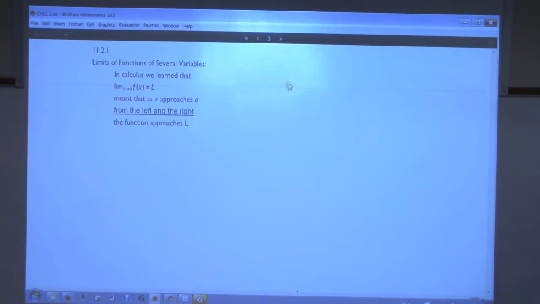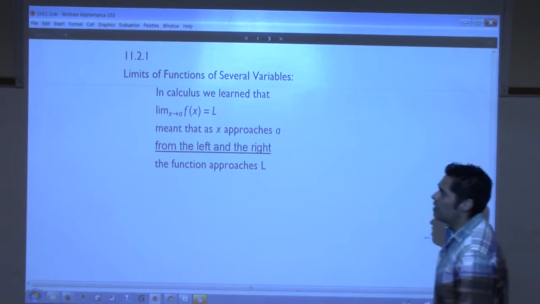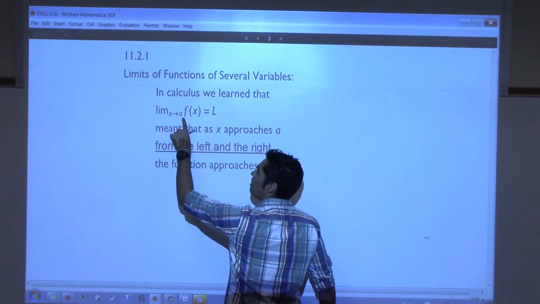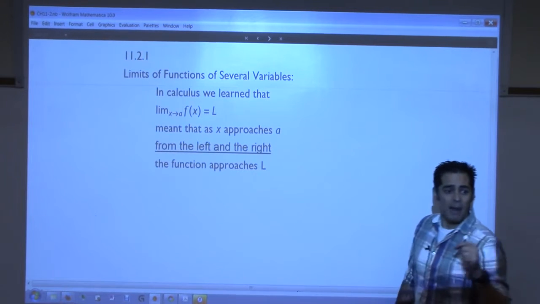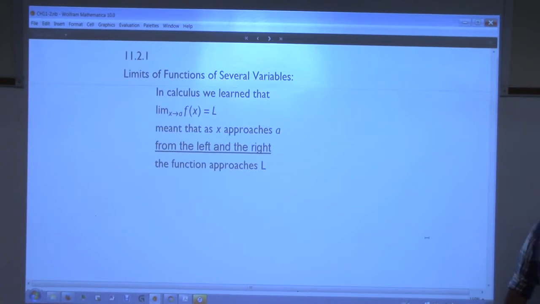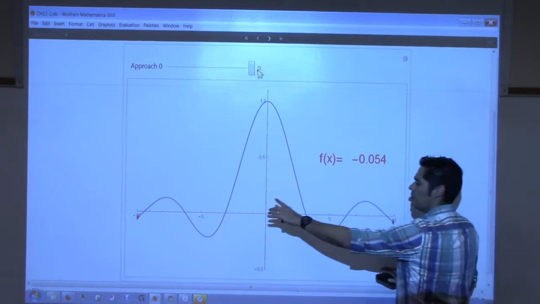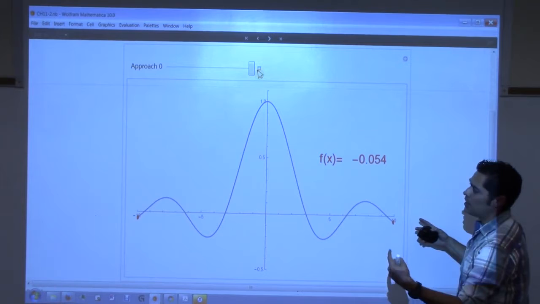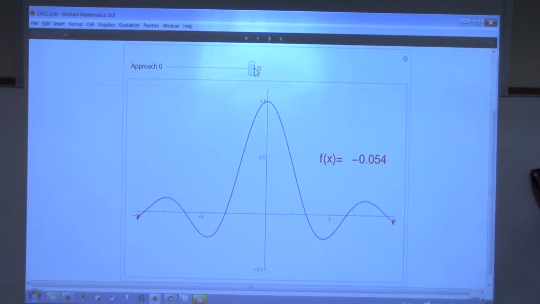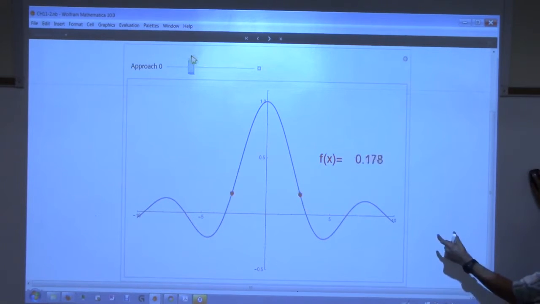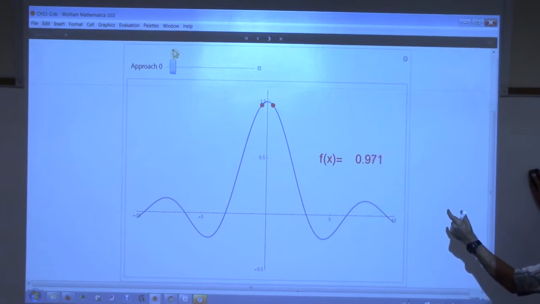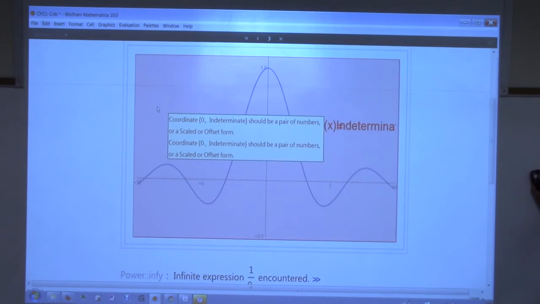Remember from Cal 1 the definition of a limit. Remember this notation? The limit as x goes to a of f of x equals L meant that as x got closer to a, the function got closer to L. So a picture of this is right here. Here's some function, and I'm going to let my x values get closer to 0. Notice the points on the graph. As the x values get closer to 0, what is the function approaching? 1.